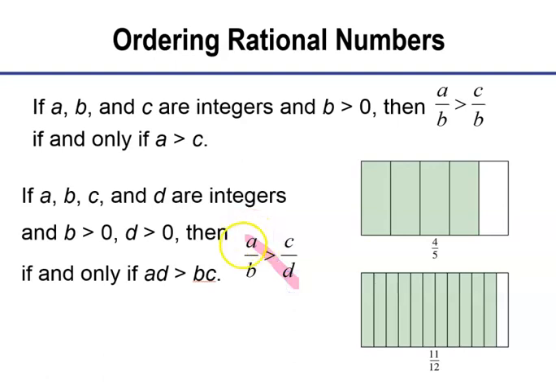Notice that the greater value here, the fraction that's larger, starts with that numerator times denominator. And then that's greater than this way. Notice it says AD, the pink one, is greater than BC, the green one.